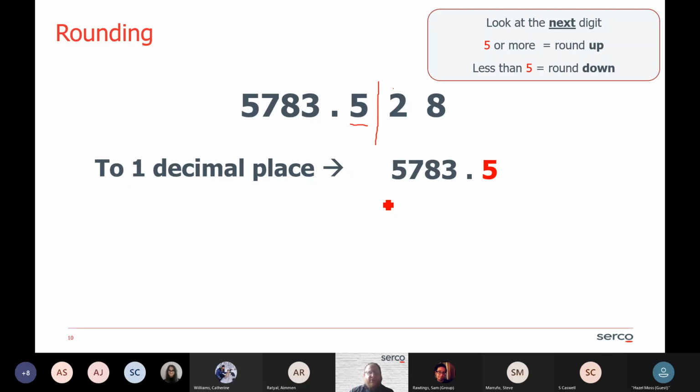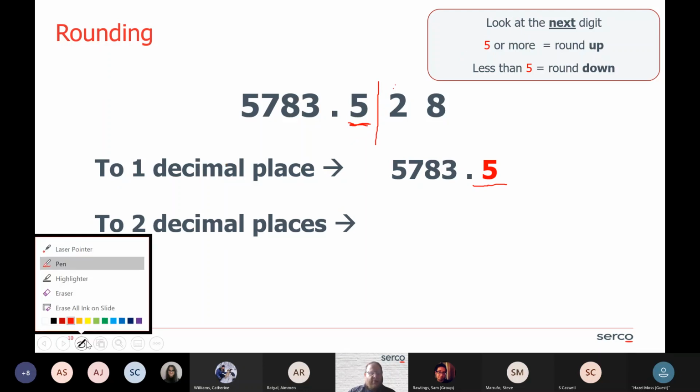So the key here is when it's saying rounding to 1 decimal place, it only wants 1 figure after the decimal point, which is why it says 1 decimal place. If it was saying 10 decimal places, we would have 10 digits there, but we haven't. We only have 1 decimal place. So we need to go through the same process that we did before, where we look at the number that's 1 decimal place in, look at the number after it, and because that's less than 5, we round down.